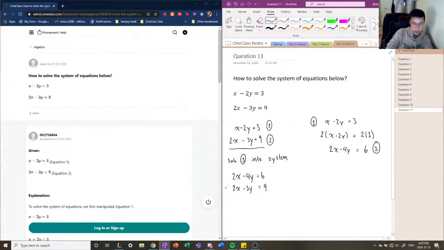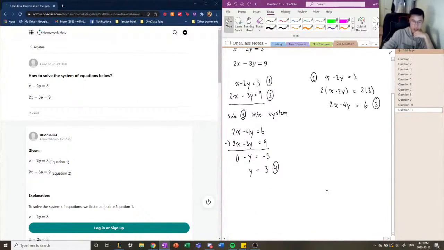All right, so now if we subtract these together, we see that we get rid of our x term, right? So 2x minus 2x is 0, minus 7y equals to negative 3. Oh, this should be plus. So it's going to be negative y equal to negative 3. And we now know that y equals to 3. Okay, so this is going to be 4. Now all we need to do is sub 4 back into one of our equations and solve for x, right? So let's sub 4 into 1.